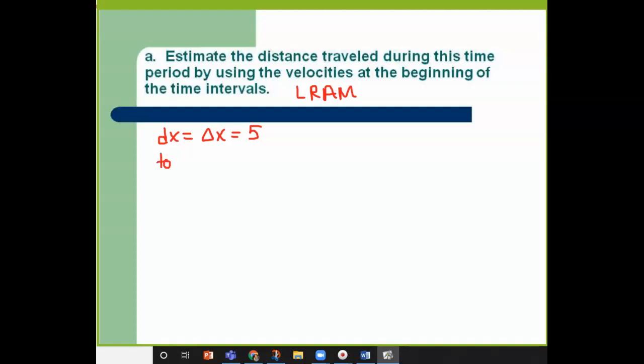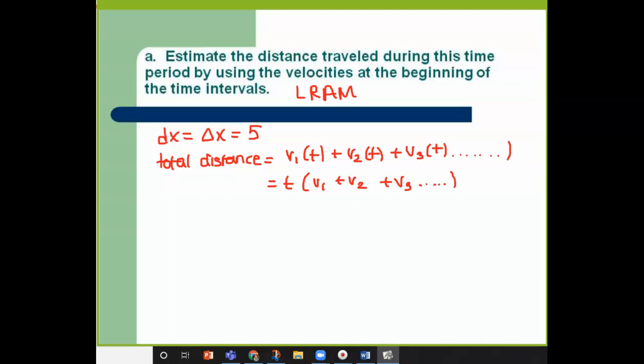So my total distance, if you think about the way we used to do it, we would say, okay, our velocity times time plus our velocity at the second interval times time, velocity at the third interval times time, and so on and so forth. What's the same in this case is our time. So what we can do to make our Riemann sums a little easier is to factor out our time.